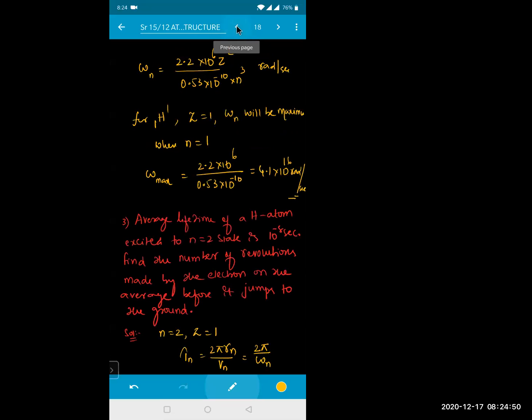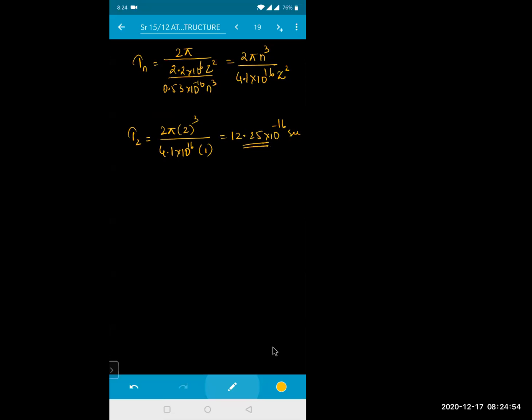Now he's asking in the problem: find the number of revolutions. How do you calculate the number of revolutions? Number of revolutions is equal to given time divided by T2. Time is on average 10 to the power of minus 8 divided by T2 value, 12.25 into 10 to the power of minus 16. So that will be approximately 8.22 into 10 to the power of 6. So this is your number of revolutions. How I got this: time T will be equal to n times capital T. So n is equal to small t by capital T.